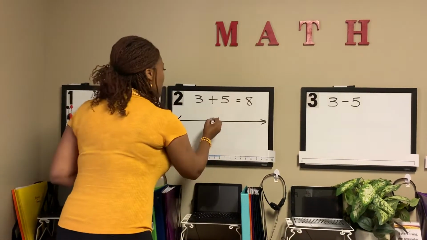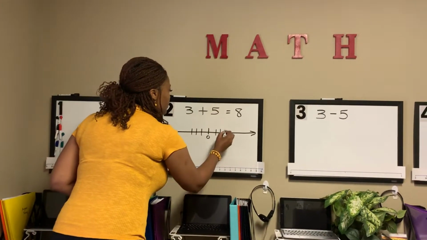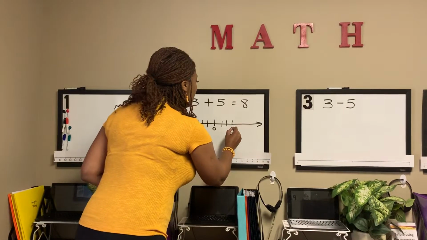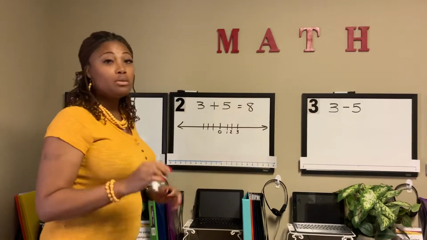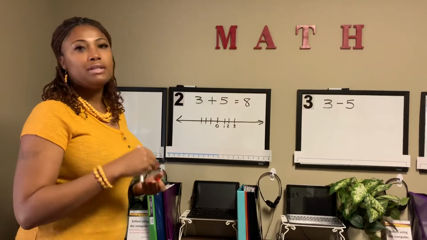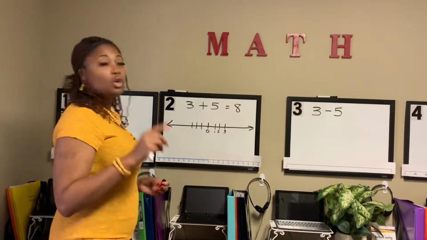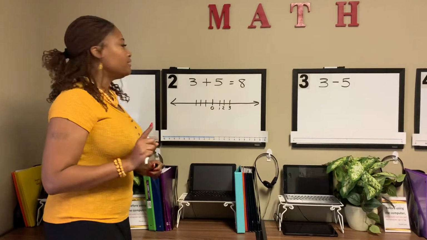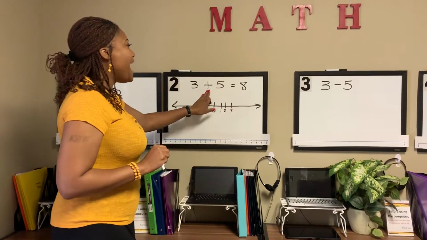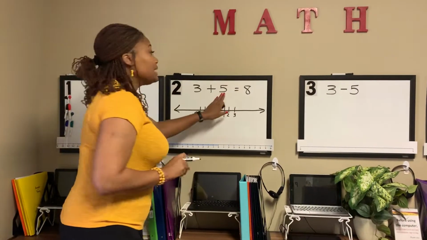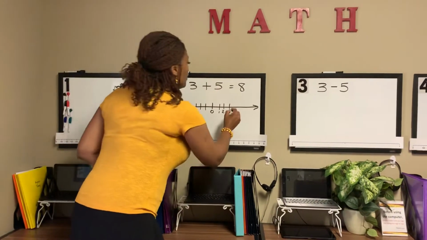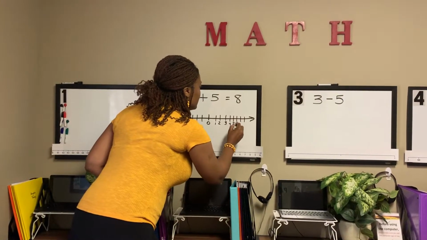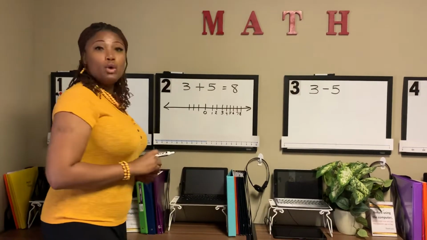So if I start with a positive 3, all right, you can teach your students that's 3 units to the right of 0. All right, this would definitely be a great lesson even to build on the coordinate plane. So a positive 3 is 3 units to the right of 0. But I want to add 5 more units. Well, since this is a positive 5, you want to go 5 more units to the right.